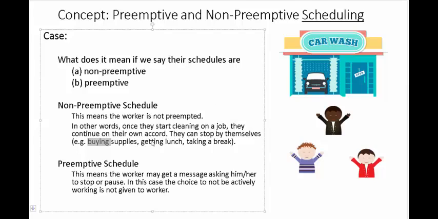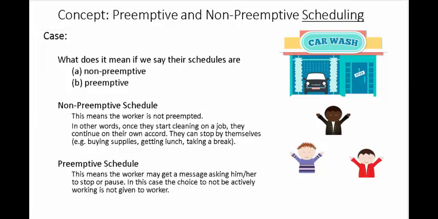Maybe they are getting lunch, taking a break. That means the worker decided by themselves to give up the washing area. So that's what would be a non-preemptive schedule. A preemptive schedule would be one where maybe there's a manager or a timer telling them, you've been there for too long, you have to stop. Something from outside the worker telling him or her to stop working or take a break. So a preemptive schedule is one where people can be stopped, maybe asked to move the car out. And the non-preemptive is where they can use it for as long as they are in there.